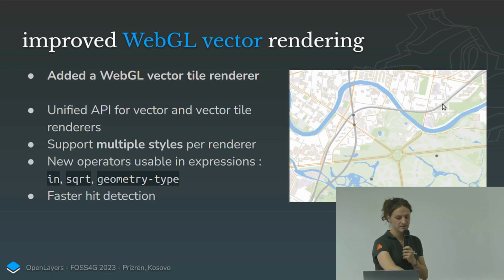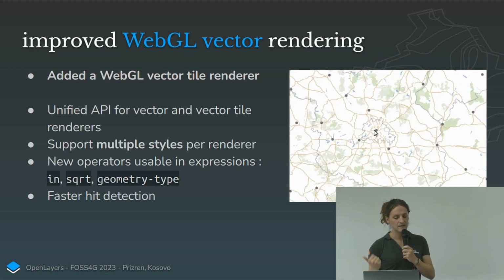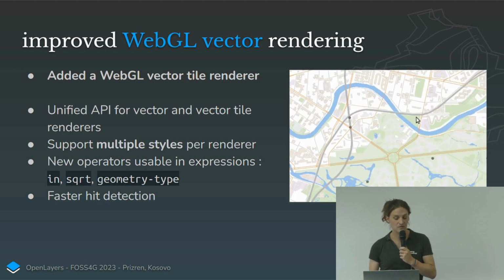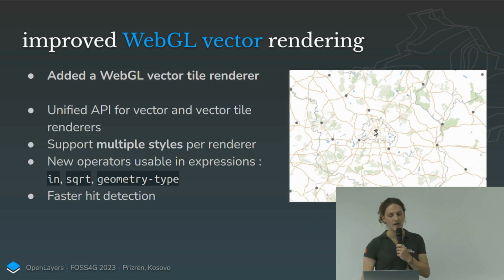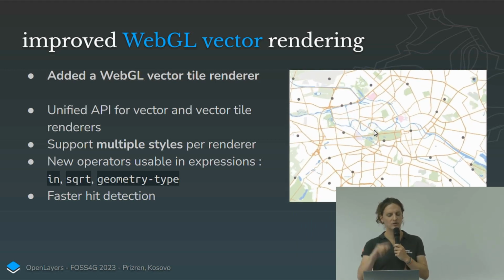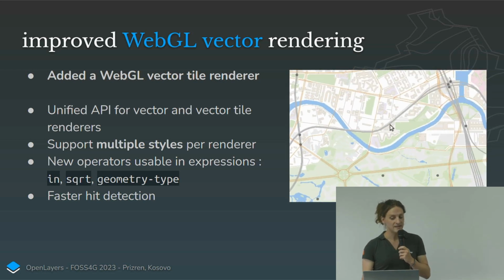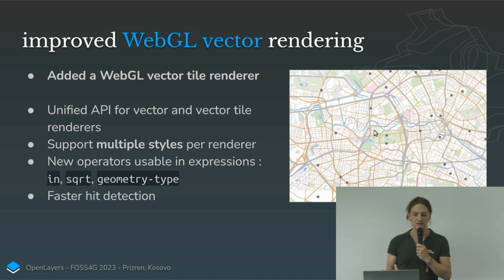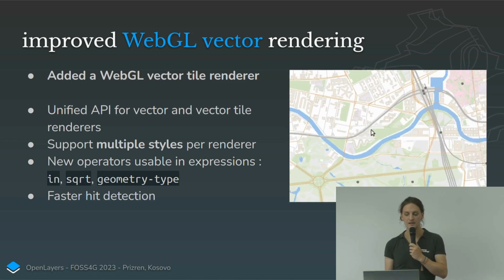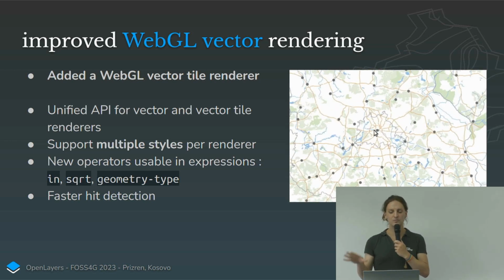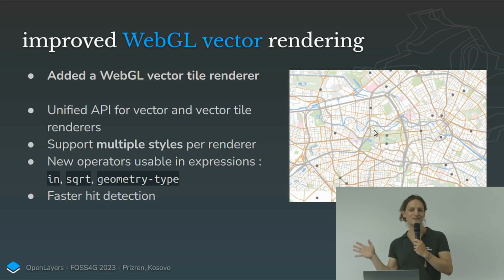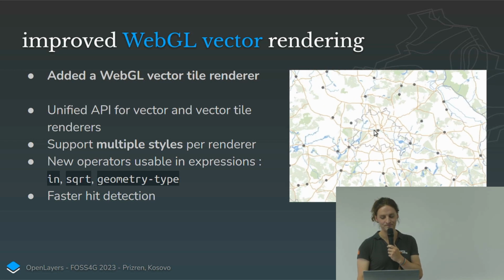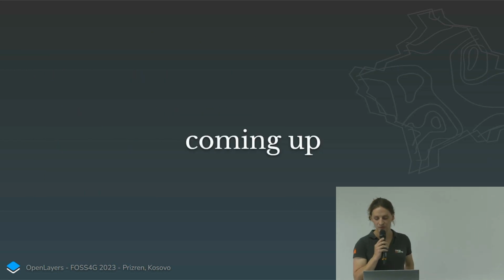We added a few operators for expressions, like square root and geometry type. These are taken from the Mapbox style specification. We try to be compliant with the latest version of the Mapbox style spec, and we'll talk about that a bit later as well. And the hit detection was completely reworked to be much more efficient. Currently it still only works for points, but we can probably make it work for lines and polygons very soon, right? Yeah, it's much more performant as well. Right, so that's it for the new features.